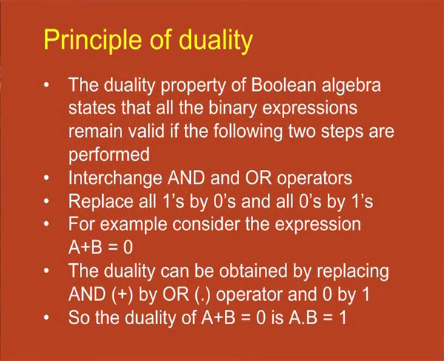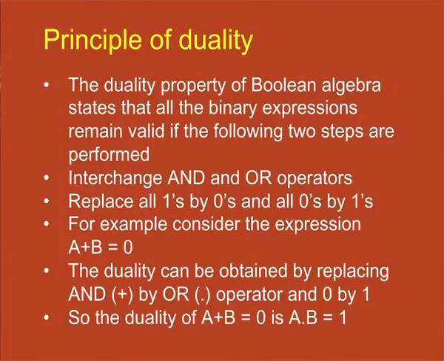It states as follows: the duality property of Boolean algebra states that all the binary expressions remain valid if the following two steps are performed. That is, the first step is to interchange AND and OR operators. Then the second step is to replace all ones by zeros and all zeros by ones. If both the operations are applied and the Boolean algebra still remains the same, then we call it the principle of duality, and we can understand that by the following example.